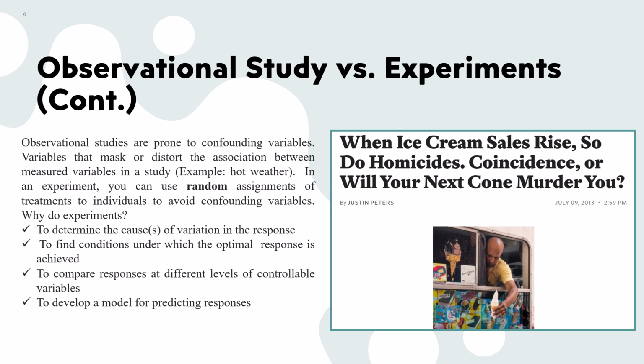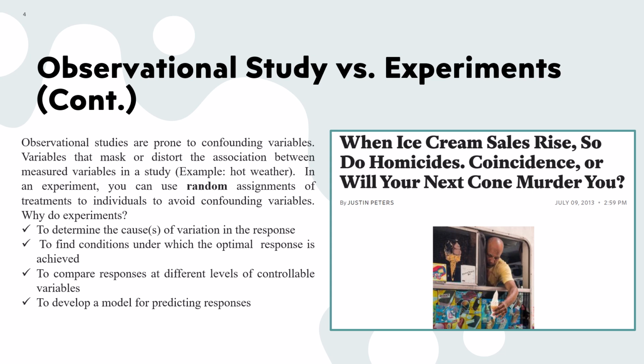In contrast, experiments let us avoid this kind of confusion. We assign treatments, like different machine settings or materials, to groups randomly. This helps cancel out the effects of confounding variables and lets us study the true impact of what we're testing. We run experiments in engineering to address the following. 1.